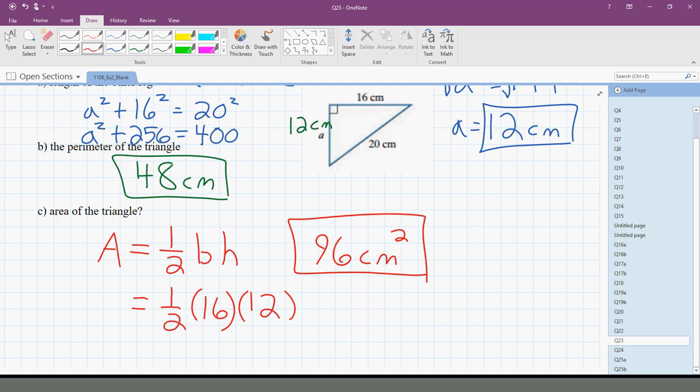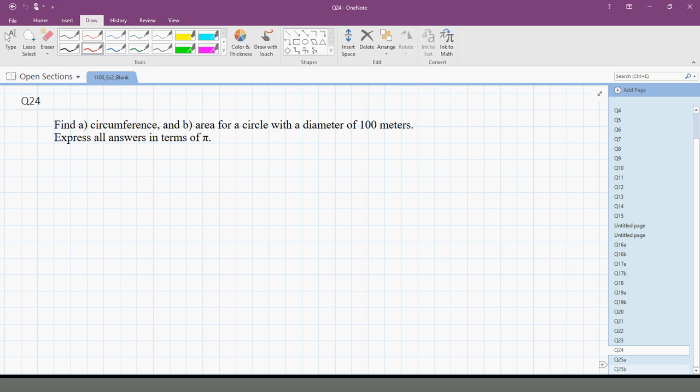All right, two more. Okay. So this guy has two different parts too. We're going to find circumference. We're going to find area. Now the biggest part in this is they want you to leave the answers in terms of pi, which means they want you to leave pi alone. Your answer should have that symbol pi in it. Okay? So part A, circumference.